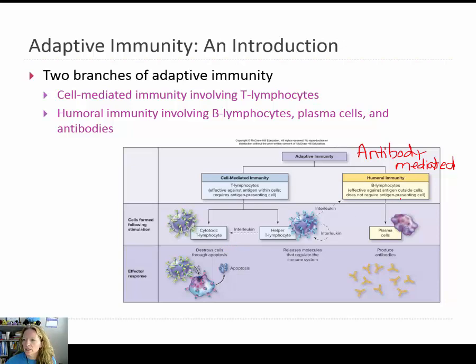This is known as humoral immunity because they can respond to any antigen outside of the cell. It doesn't have to be taken into a cell and be presented. So that's one of the big differences between the two.